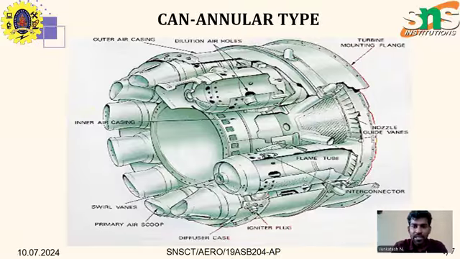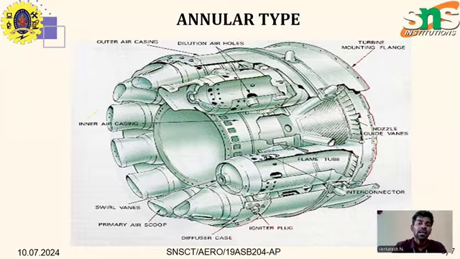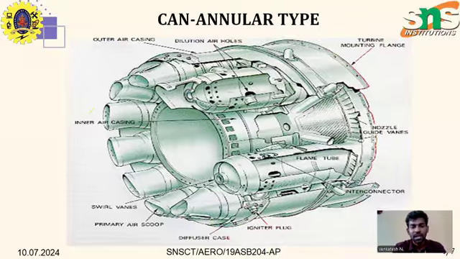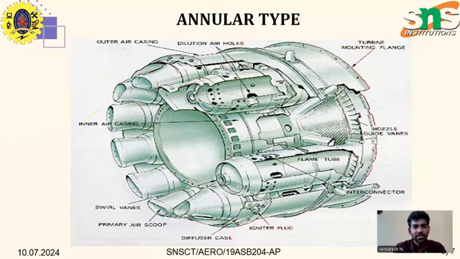The next one is the can annular type. Its components are the turbine mounting flanges, nozzle guide vanes, interconnectors, igniter plugs, diffuser cases, primary air scoop and swirl vanes, inner air casing, outer air casing, and dilution air holes. The last one is the annular type. The main difference between the annular and can annular types is the interconnector.